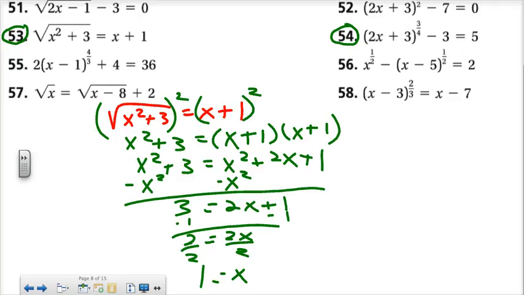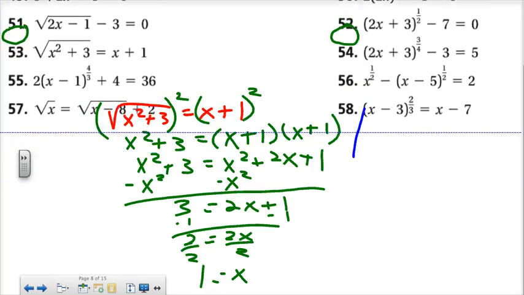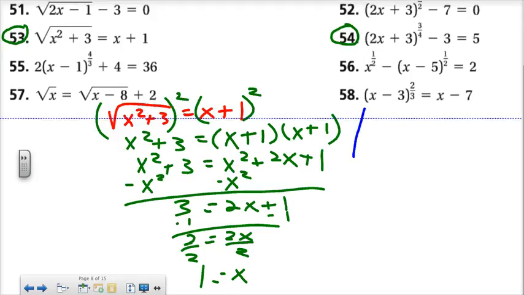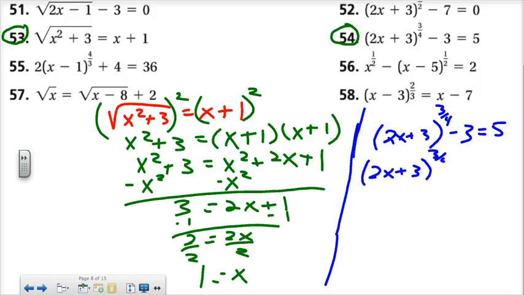Then, number 54. There we go. So 54, 2x plus 3 raised to the 3/4 minus 3 equals 5. I have to isolate the radical, which in this case is the parentheses. That means I'm going to need to add the 3 to both sides. Then I'd go ahead and raise that to the reciprocal power.